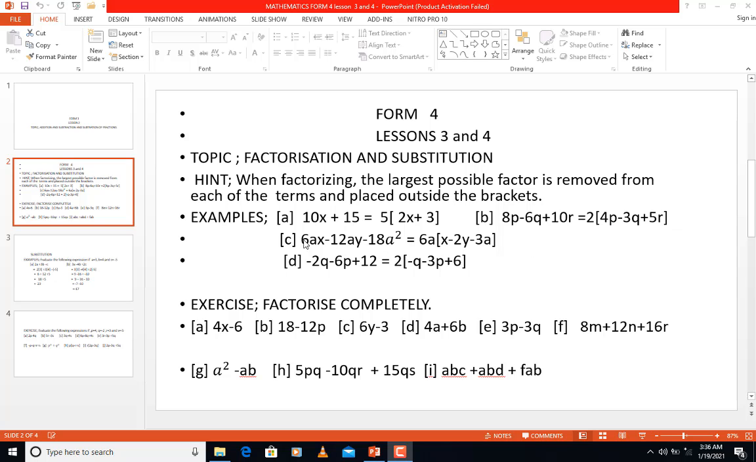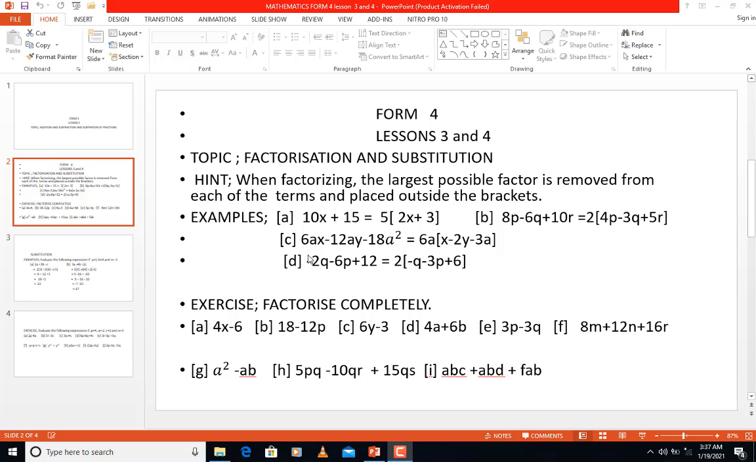Let's look at example C. 6ax minus 12ay minus 18a to the power 2. The common factor, in terms of numbers first, what is the highest possible? It's 6, because we have 6, 12 and 18. So in terms of numbers, 6 is our highest possible. What about in terms of letters? We have a. So a is another largest possible factor in terms of letters. If you combine these two, your largest common factor will be 6a.